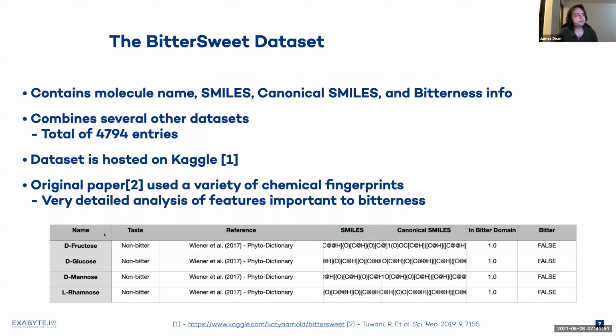So in the data set that we get, we have a few columns. We have the name of the molecule. We have the taste of the molecule, which can be non-bitter, bitter, sweet, or tasteless. We have a reference to the data set it came from, because this contains data from multiple data sets. We have the SMILES string. We have a canonical SMILES string, which I'll discuss later. We have whether it's in the bitter domain, and then we have bitterness.